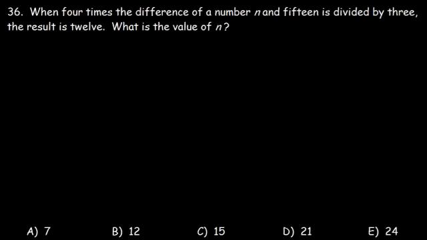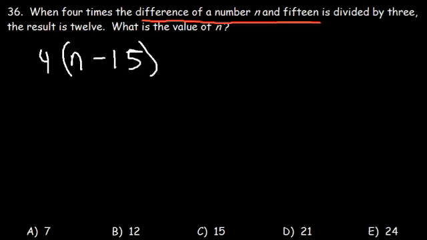36. When 4 times the difference of a number n and 15 is divided by 3, the result is 12. What is the value of n? So let's turn this sentence into an equation. So 4 times the difference of a number n and 15. The difference between n and 15 is simply n minus 15. And it says 4 times the difference, so it will be 4 times n minus 15 in parentheses.